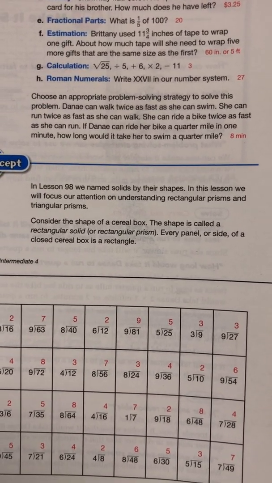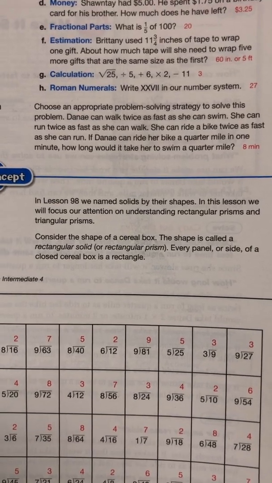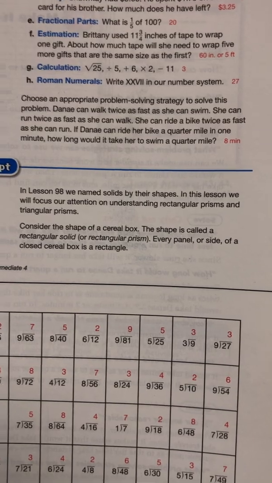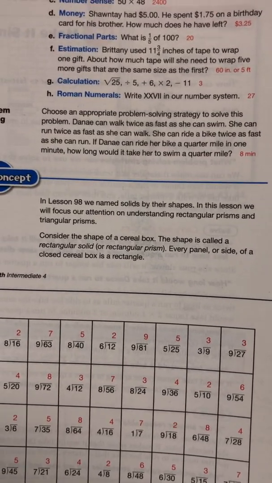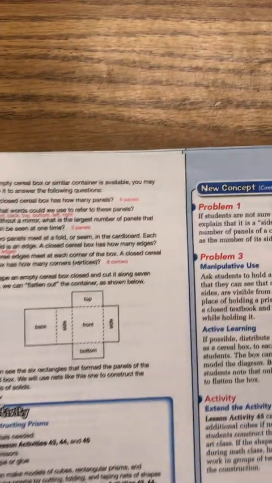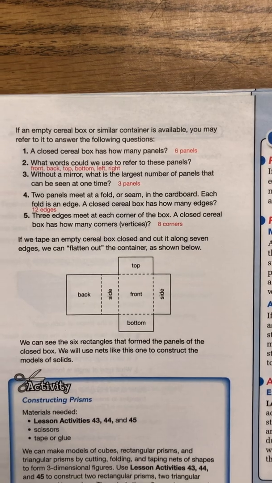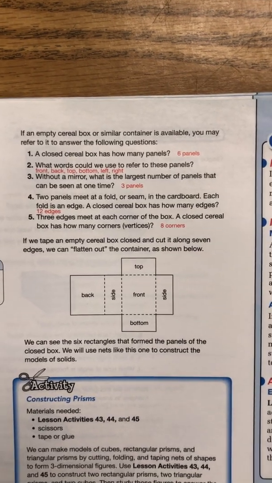Consider the shape of a cereal box. I told you to do that yesterday. The shape is called a rectangular solid or a rectangular prism. Every panel or side or face of a closed cereal box is a rectangle. If an empty cereal box or similar container is available, you may refer to it to answer the following questions.